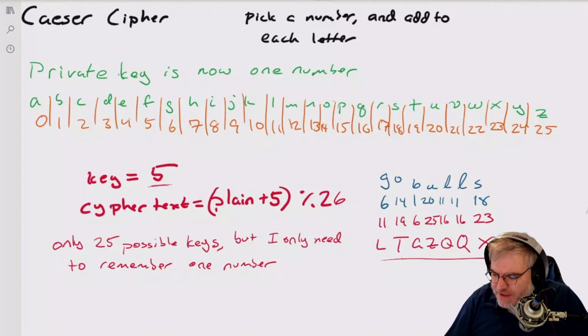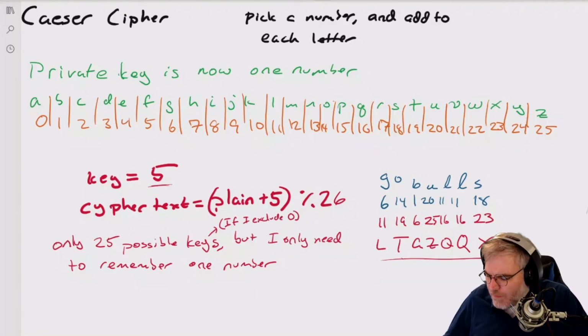It should have been mod 26 though, because there are 26 numbers. So it should have been 25, and I meant to make it larger. I should have made it 10, so some of these numbers wrap back around, but I didn't. Okay. If I exclude 0, but I only need to remember one number.